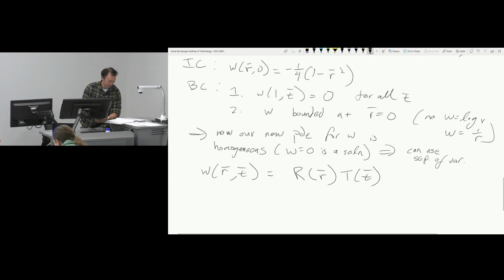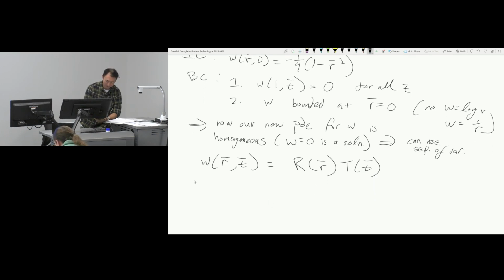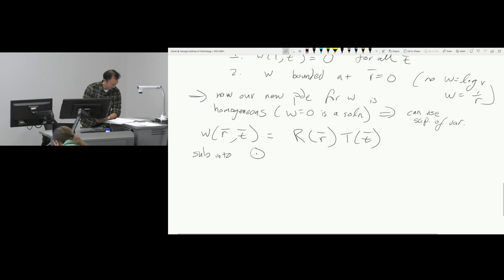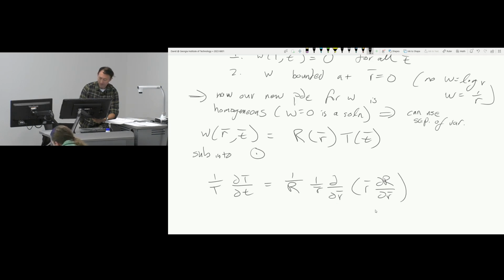And these are generally for homogeneous PDEs because you have derivatives of t on the left and derivatives of r on the right. Sub that into the PDE. I'm going to get derivatives of t on the left and derivatives of r on the right, and I'm going to divide by the factor R times capital T. So I'm going to get this: 1 over little r, times the derivative with respect to r bar of r bar dR/dr bar. That's what we do with the separation of variables.